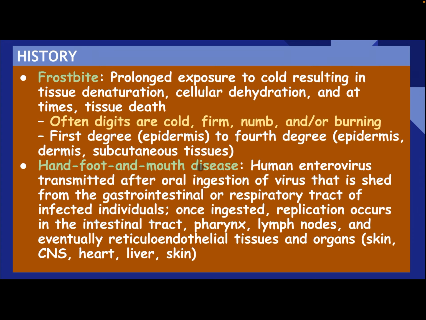Hand, foot, and mouth disease: a human enterovirus transmitted after oral ingestion of virus that is shed from the gastrointestinal or respiratory tract of infected individuals. Once ingested, replication occurs in the intestinal tract, pharynx, lymph nodes, and eventually reticuloendothelial tissue and organs, skin, CNS, heart, liver.